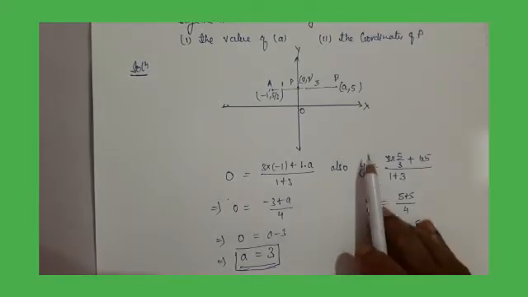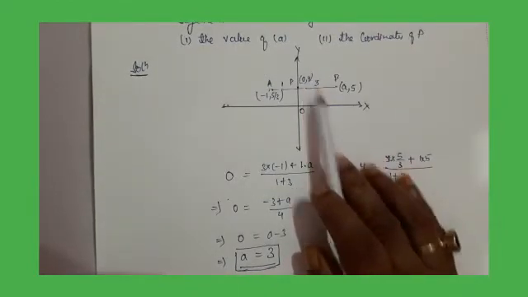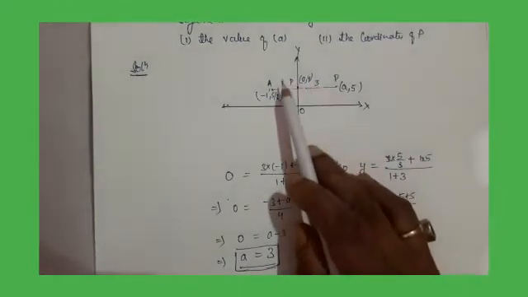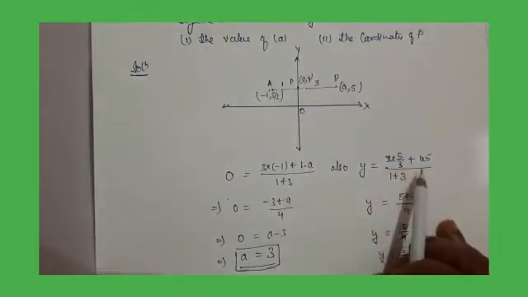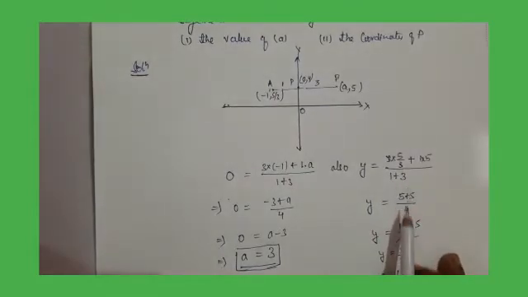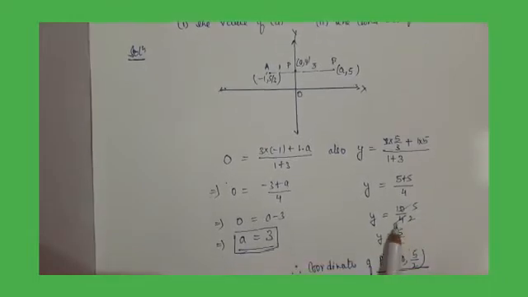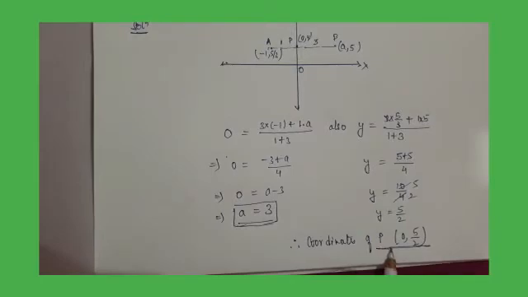Now applying the section formula, the value of y will become y is equal to (3 into 5 by 3 plus 1 into 5), the whole by 1 plus 3. Therefore y is equal to (5 plus 5) by 4, the 3s cancel. Therefore the value of y is 10 by 4. On cancelling we get 5 by 2. Therefore the coordinates of P are (0, 5/2).